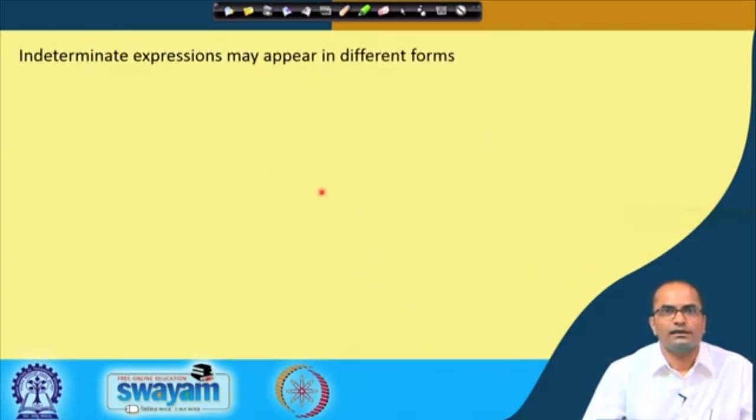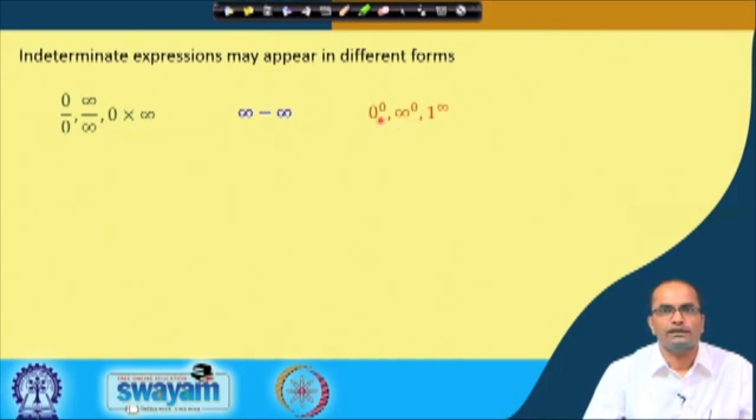So, what are these indeterminate expressions? We will see now. They may appear like 0 by 0, which we have just seen. The other possibility is that the numerator and denominator both are infinity. So, we have the form infinity by infinity, or 0 into infinity. There are other indeterminate forms like infinity minus infinity, or in the exponent form 0 power 0, infinity power 0, 1 power infinity. All these are indeterminate forms and we do not know the value of, for example, infinity power 0, 1 power infinity, or infinity minus infinity.